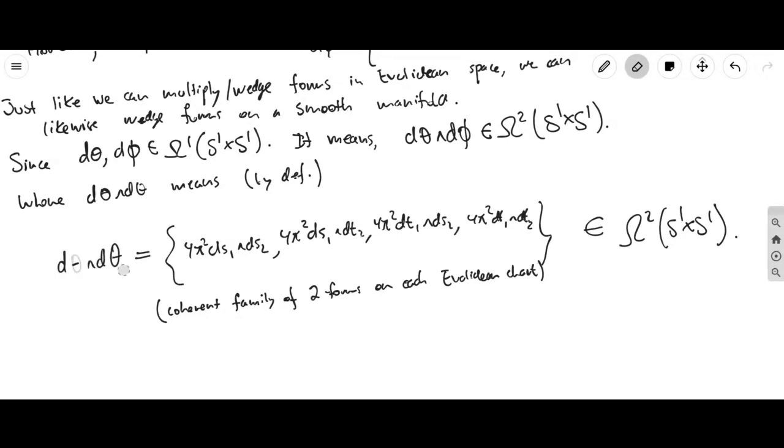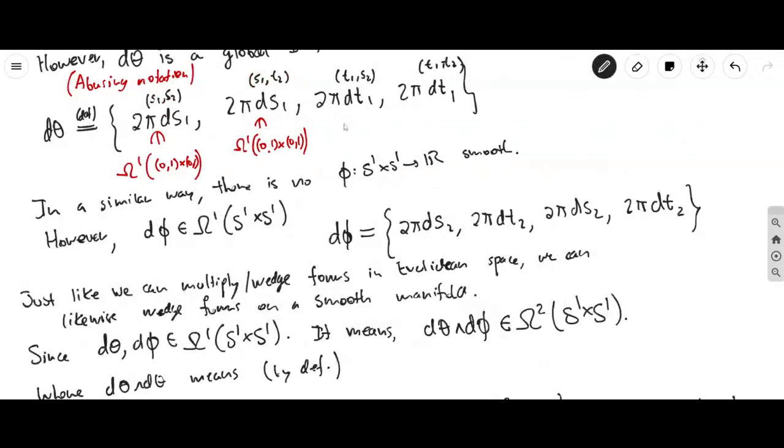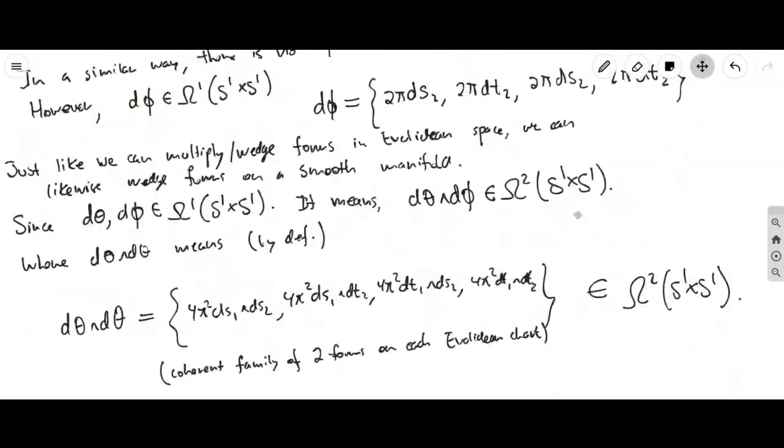Now, we usually just write something like this, for instance. This is more convenient to write than all of that, but hidden behind this simplistic notation is the understanding that theta is not globally defined, but d phi is. And what is d phi? This is what we've written out over here, and this is d theta, and that is d phi. And then to wedge them, you just wedge them in each of the coordinates, and that will define for you a coherent family of two forms. And so by definition, that's an element of the two forms on the torus.